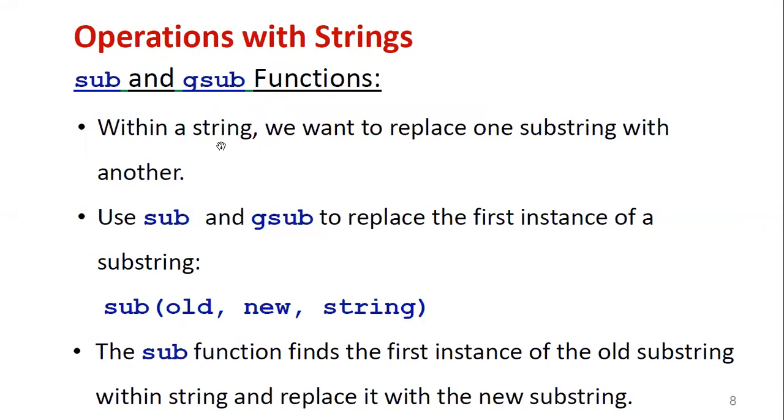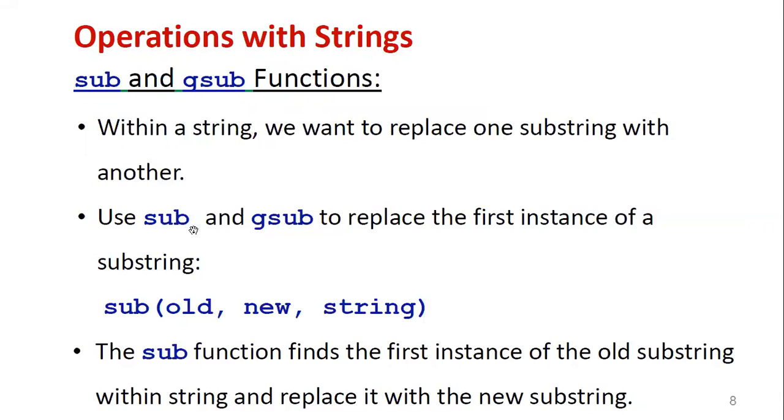These are all nothing but finding the substrings. Substrings of a particular string, then substring of the entire string included. That is for gsub, global. So within a string, we want to replace one substring with another.